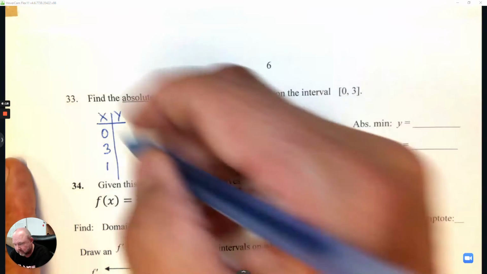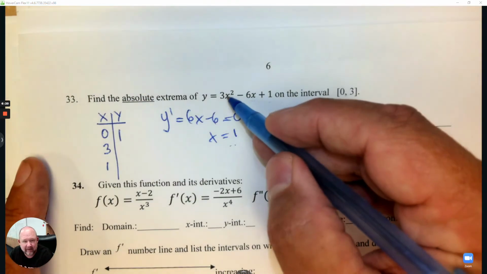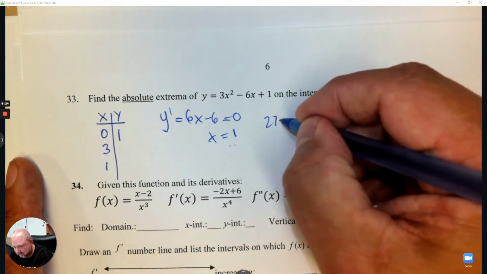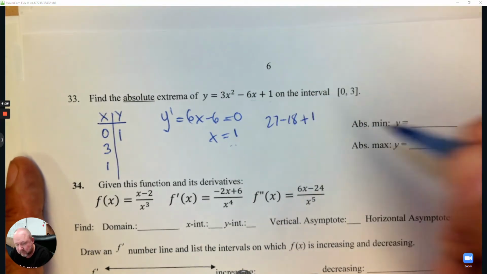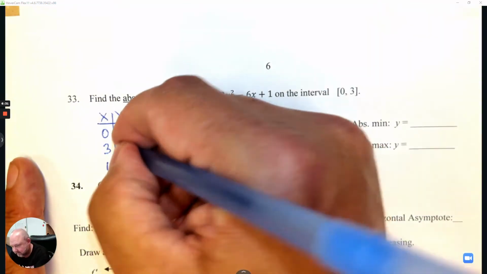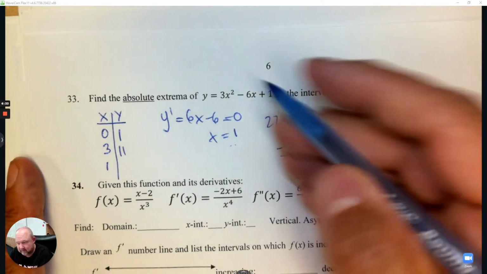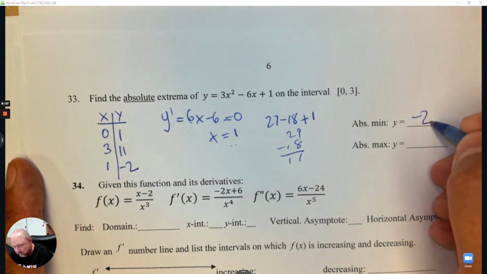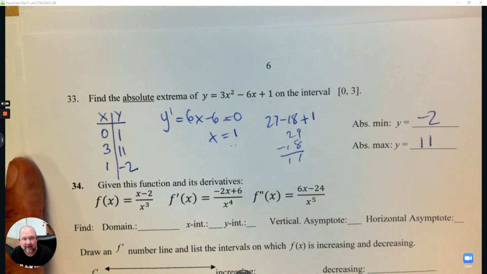So if I plug in 0, if I plug in 3, this is the one that's going to cause me trouble. 3 squared times 3, 27, 18 plus 1. So what's 29 take away 18? That's 11, right? And then if I plug in 1, I get -2. So the minimum is -2 and the maximum is 11.